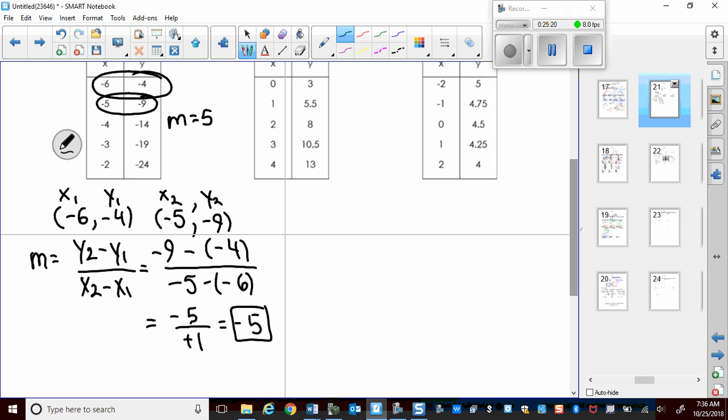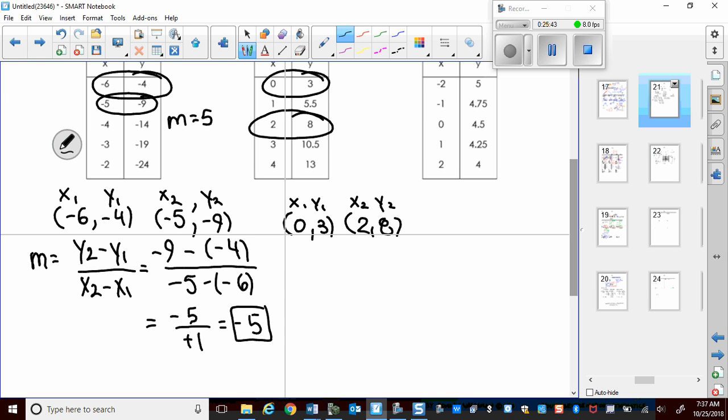So the slope of this line is m equals -5. Okay? Now, do I have to pick the next set of points? No, I could pick two different sets. I could pick 0, 3 and 2, 8. If I put them side by side and just label them, I can go ahead and put them in my formula. So I have 0, 3, x1, y1, 2, 8, x2, y2. Here's my formula, m equals y2 minus y1 over x2 minus x1 equals 8 minus 3 over 2 minus 0, or 5 over 2. So my slope here is 5 divided by 2.